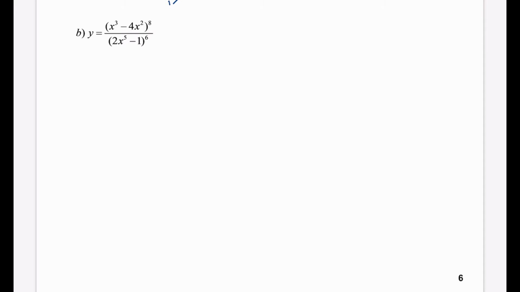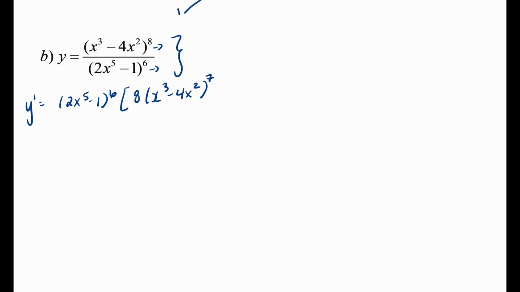So now we can do chain rule for question B. This is also going to be a chain rule with a quotient rule built in. So our chain rule comes from the top and the bottom, and our quotient rule comes from the fraction. I have my derivative y prime equals my denominator (2x^5 - 1)^6 times the derivative of my top. So that's going to be 8 times (x^3 - 4x^2)^7 times the derivative of the inside, which is 3x^2 - 8x.